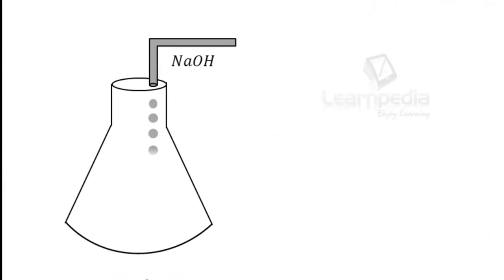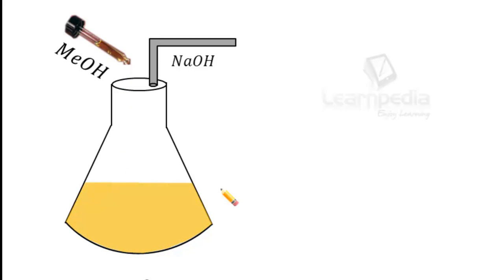Let us now take a certain amount of NaOH solution in a conical flask and let us add 1 drop of methyl orange. Now what is the color developed? We'll find the solution develops yellow color. That is, methyl orange has got the property of giving yellow color to the basic solution.